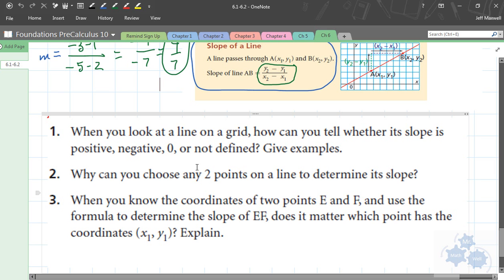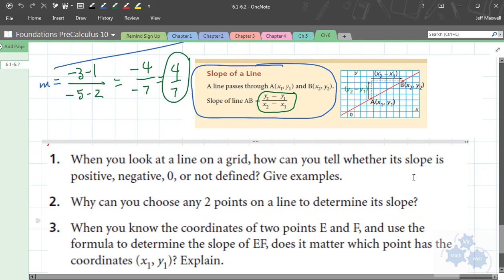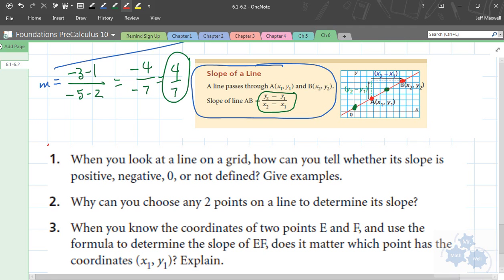Good. Why can you choose any 2 points on the line to determine the slope? Why would you get the same slope if I chose any 2 points on the line? Let's say those ones in green, or these ones right here in red. Why would it be the exact same slope? Any volunteer answers there? No? Okay, because it's linear. Okay, anything else? Okay, because we're dealing with a straight line.